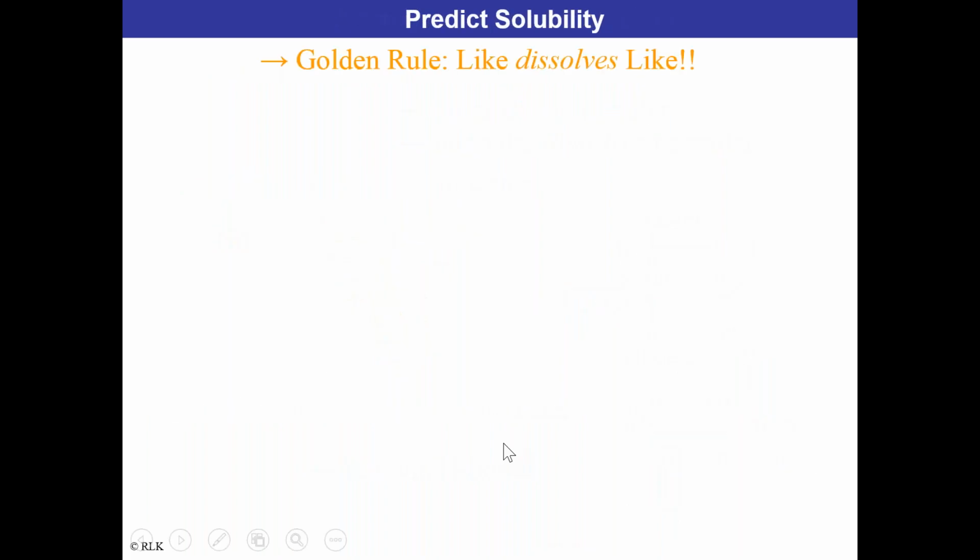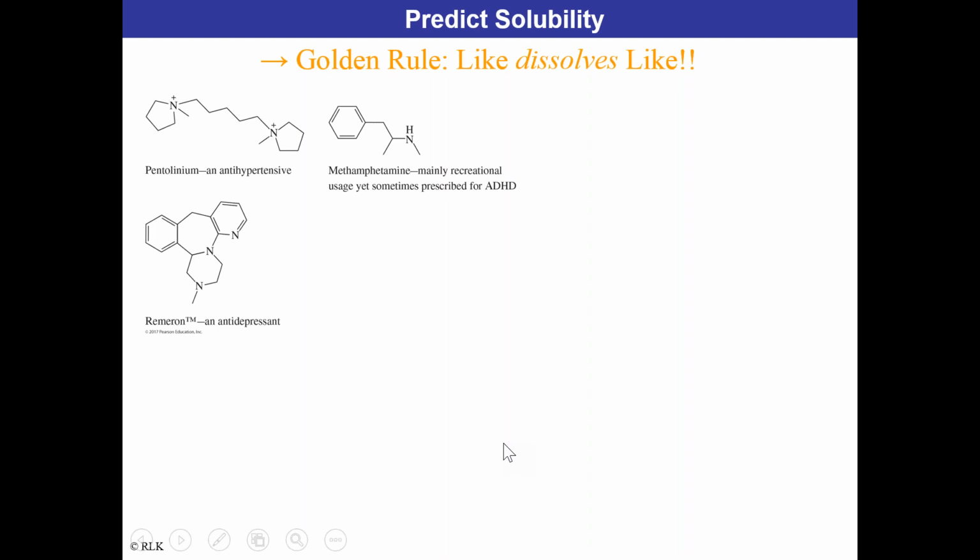So again, let's look at the golden rule, like dissolves like, and you have a bunch of different medically important compounds here. You have penselenium, this is an antihypertensive.